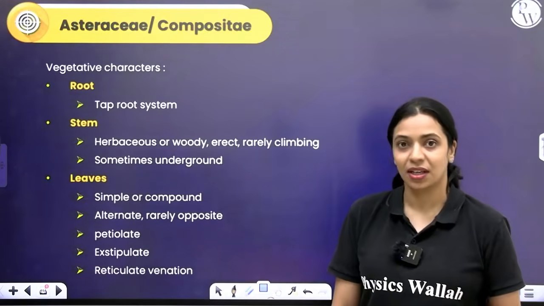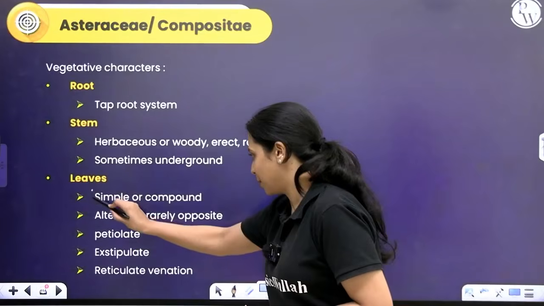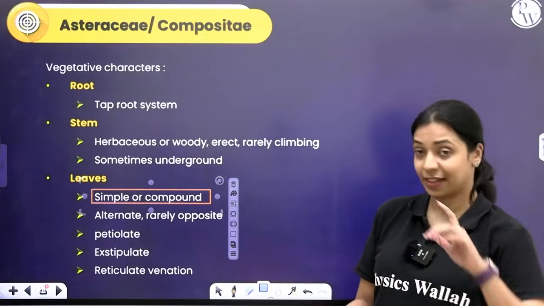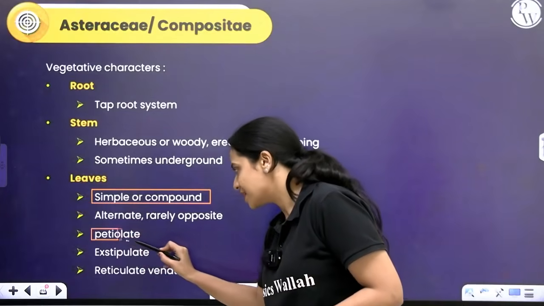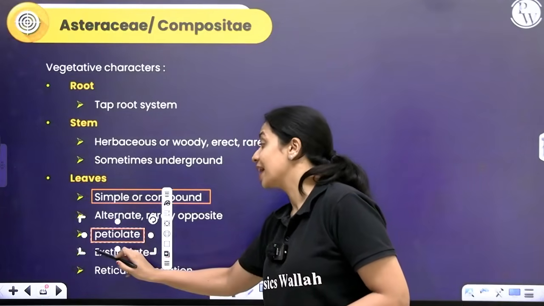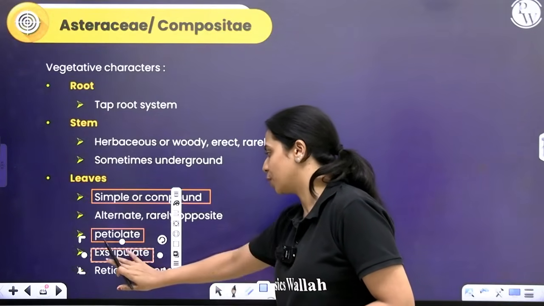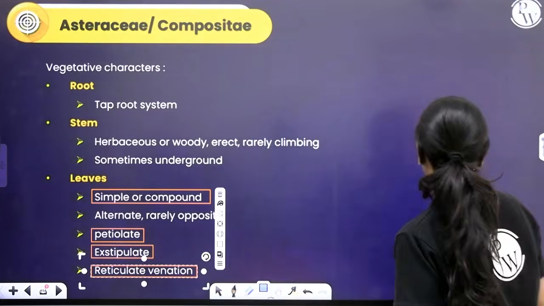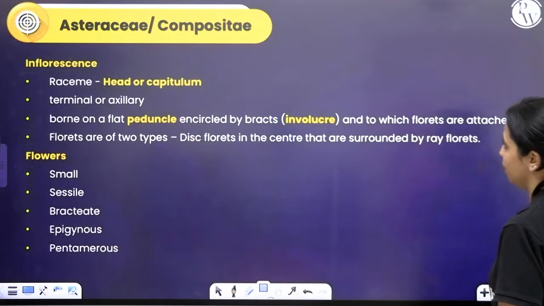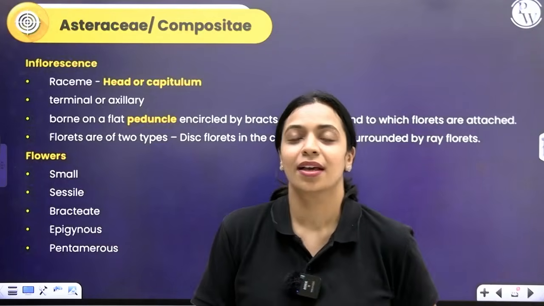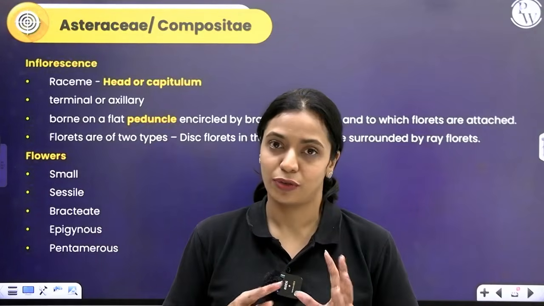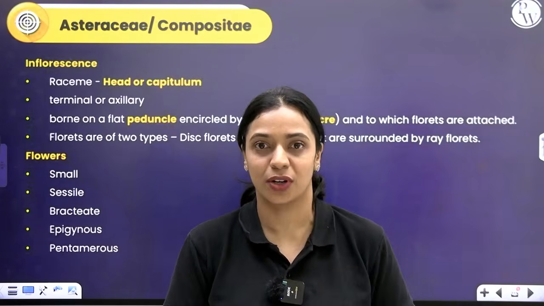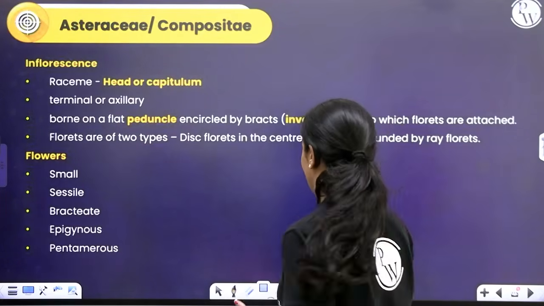How are the leaves? Leaves may be simple or compound. Mostly they are alternate, but very rarely they can be opposite also. It has a petiole, so it's petiolate. It lacks stipules, so it's exstipulate. And since it's a dicot, it will show reticulate venation. Now talking about the most important part of Compositae. The characteristic feature of Compositae is its inflorescence. It's a type of racemose inflorescence which we call the head or capitulum.